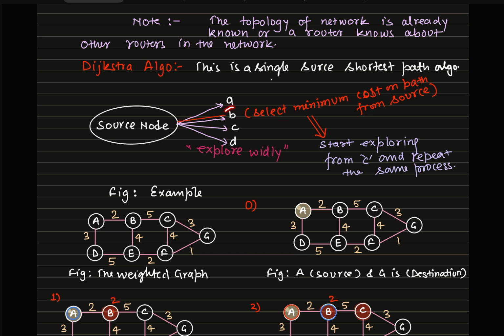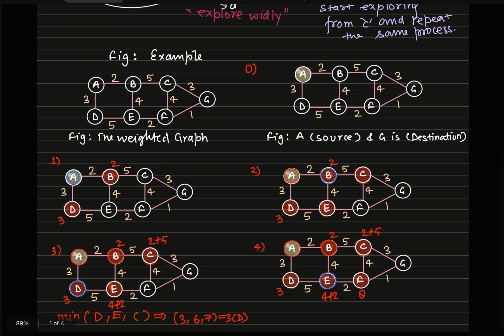Next step, we consider the one with the minimum cost as the next source, and again we explore the other neighbors and find the minimum cost path among the available explored neighbors. We again select the next neighbor and then explore. This process will continue until we reach the intended destination. So we'll see this Dijkstra algorithm with the help of an example.